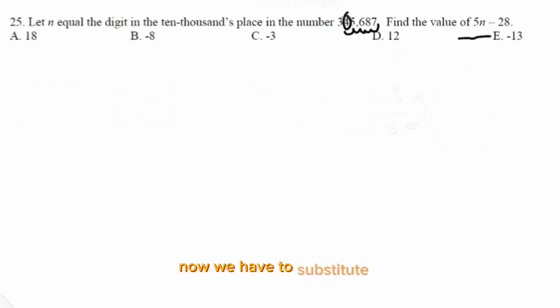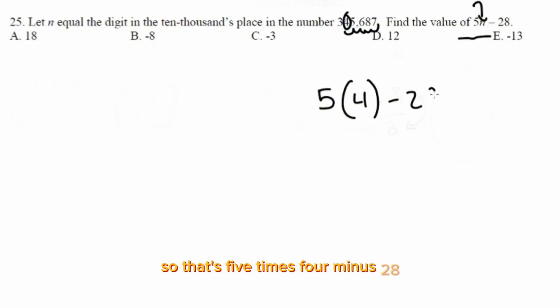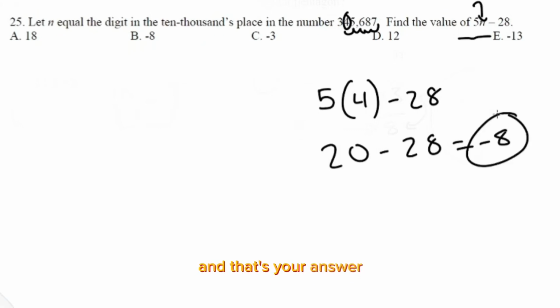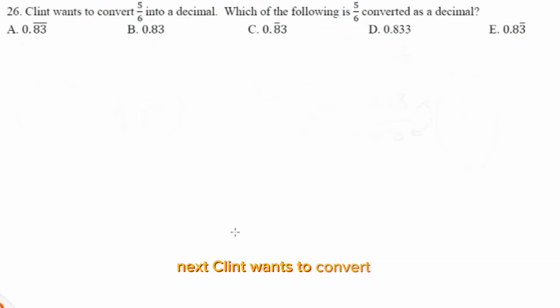And now we just have to substitute 4 in for where n is in this equation. So that's 5 times 4 minus 8. So 5 times 4 is 20, and 20 minus 8 is 12, and that's your answer. Next, Clint wants to convert 5/6 into a decimal. Which of the following is 5/6 converted to a decimal?